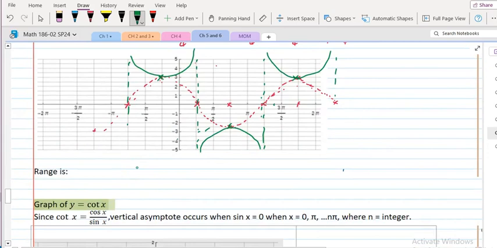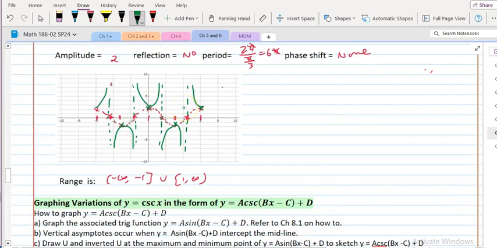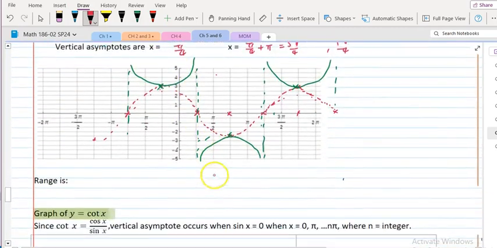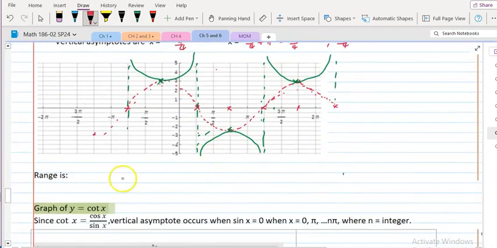The range is the same, but because we have 3... oh, the other one, did we do 2? Right, because that amplitude was 2. So for the last one, it should be -2 and 2, because that's the amplitude. This one has an amplitude of 3, so the range is from -infinity to -3, union 3 to infinity. There's nothing in between.